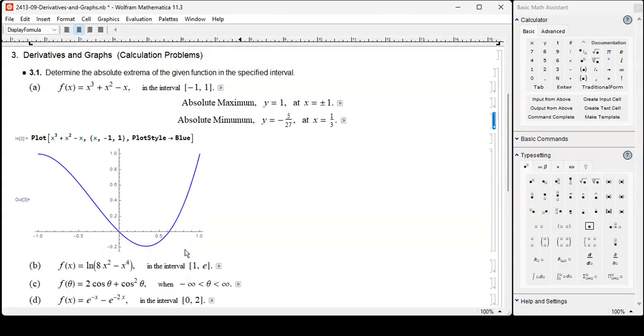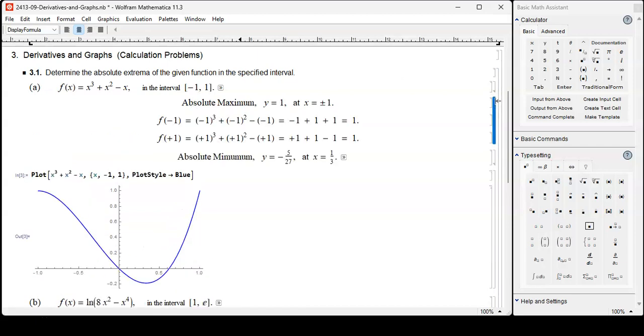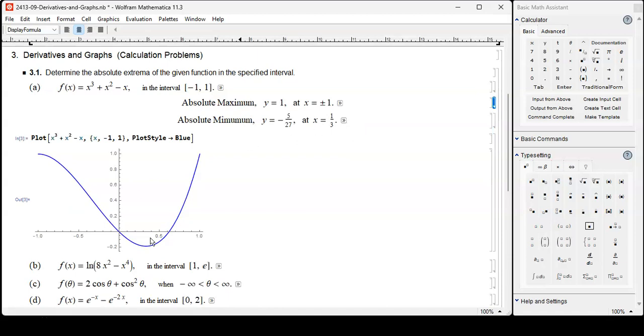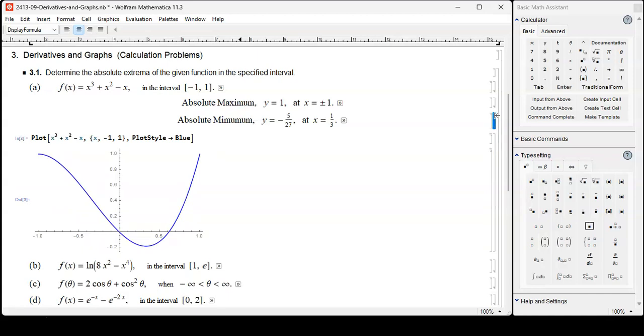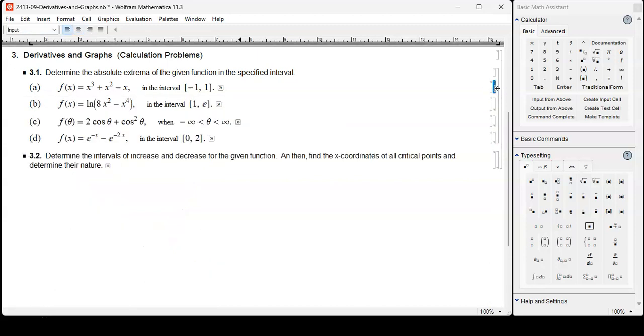So plotting the graph is usually a good idea. And then endpoints are automatically candidates. So plug in and do your computation. And then horizontal tangent. Take the derivative, set it equal to 0. And then do your computation. Among those, the biggest function value is the absolute maximum, and the smallest is the absolute minimum. So given time, you can do all these computations. And of course, you have a graphical solution as well.